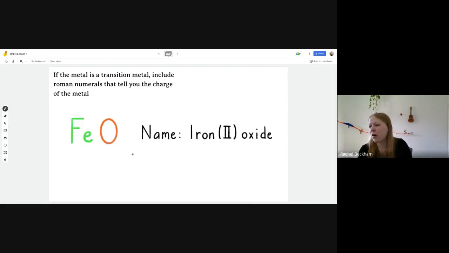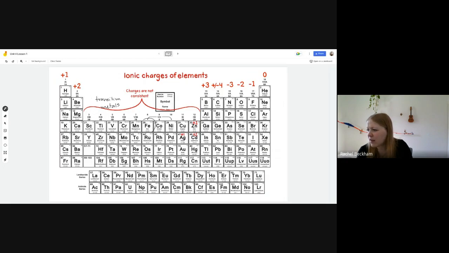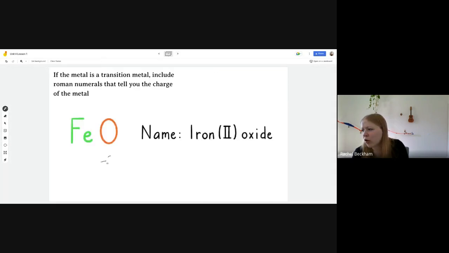And then the last situation here would be if you have a transition metal. We're going to go back and find it on our periodic table. So here is Fe, and here is O. Notice that Fe is a transition metal. When you have a transition metal, you need to include Roman numerals to indicate the charge. For Fe, we know that's iron. For O, that's oxygen. Notice that O has a -2 charge.